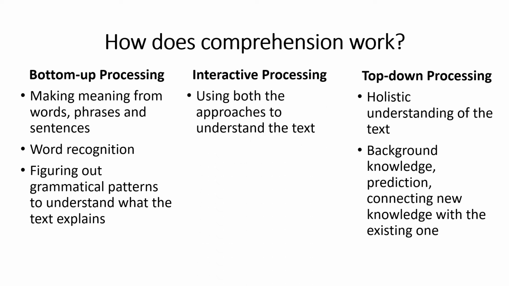The midway between the two is interactive processing, where we use both the approaches to understand the text. So we are applying our background knowledge to the text and we are predicting a lot of things before reading the text, but we are also making meaning from words, phrases, and sentences, and we are figuring out grammatical patterns in order to understand what's written in the text. Arguably, interactive processing is perhaps the best way to approach reading in the reading classroom.